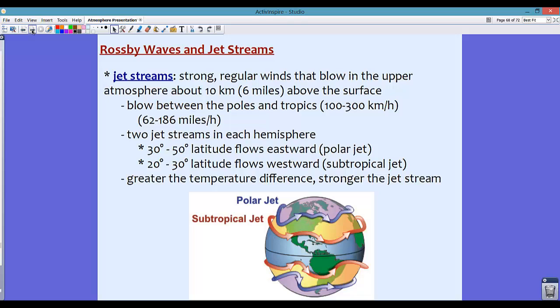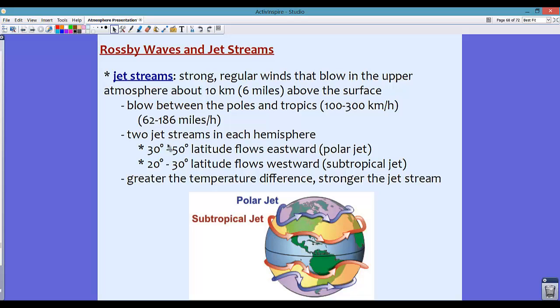These blow between the poles and the tropics, at about 62 to 186 miles per hour, or in kilometers per hour, 100 to 300 kilometers per hour. There are some times where they travel faster than this, but imagine a plane riding in this and going at speed. Planes can travel pretty fast between places. This is usually why a plane trip from the west coast to the east coast of the United States will take a shorter amount of time than traveling backwards.